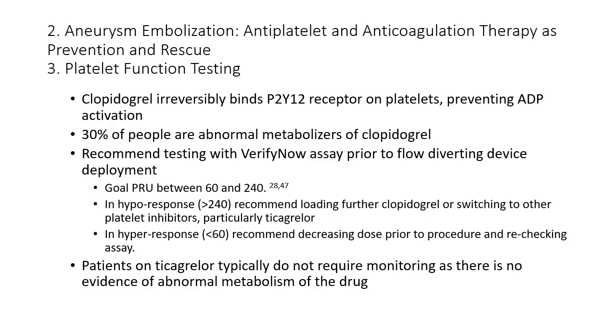A PRU under 60 indicates a hyperresponder at risk for hemorrhagic complications. For these patients, the dose should be decreased and a PRU rechecked prior to the procedure.